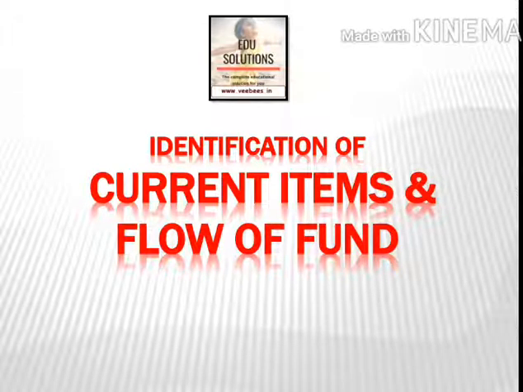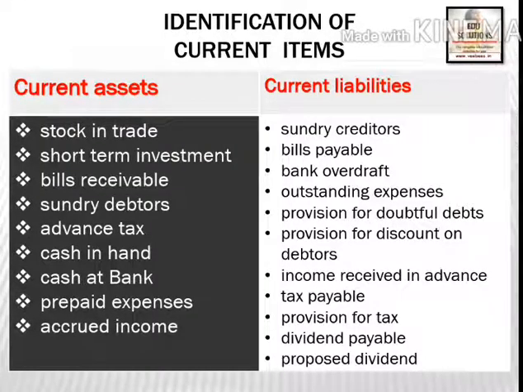Next, we are discussing a small topic, that is identification of current items. For the preparation of fund flow statement, it is compulsory that we must distinguish between current items and non-current items. I know everyone is familiar with the current items and non-current items, but I am repeating these items once more. We have to go through the items of current and non-current assets and liabilities.